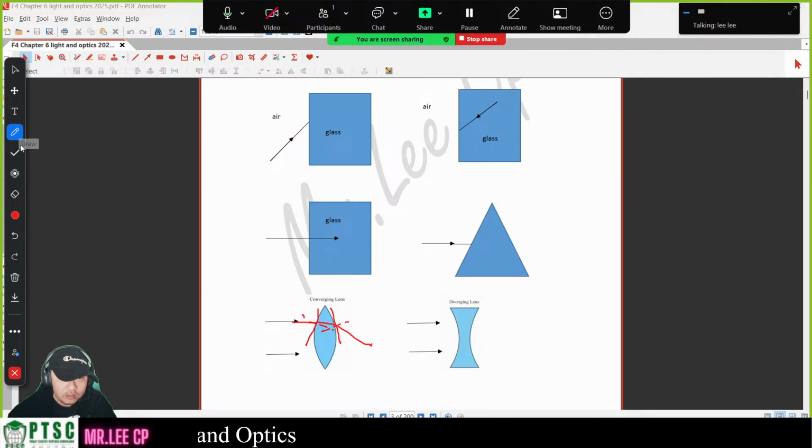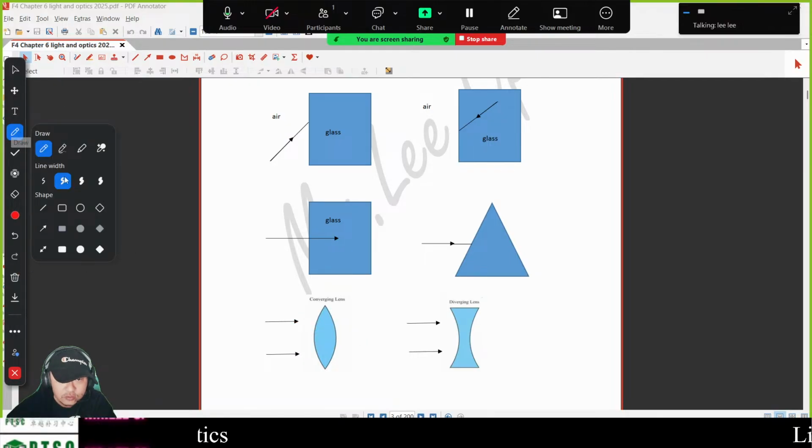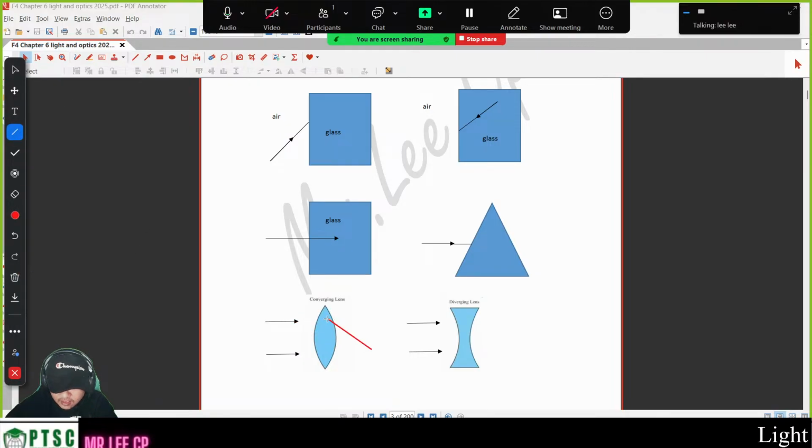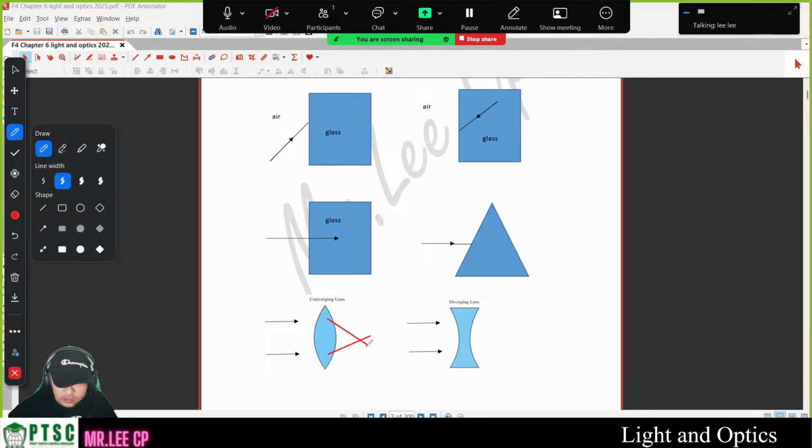So now what you see is, it will be bending like here. It will be bending like here. So this one is your focal point. This one we call the focal point.